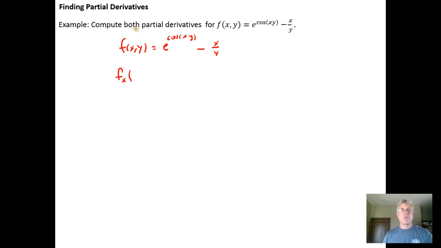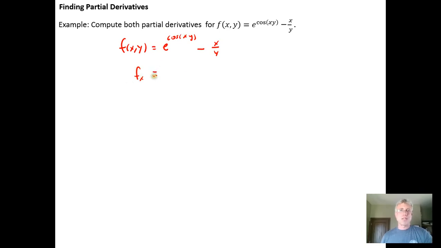So it says compute both partial derivatives. We can also use that partial f partial x notation and we'll get a function of two variables out of this when we do. Or I can just write partial f partial x. Or I can write f sub x.